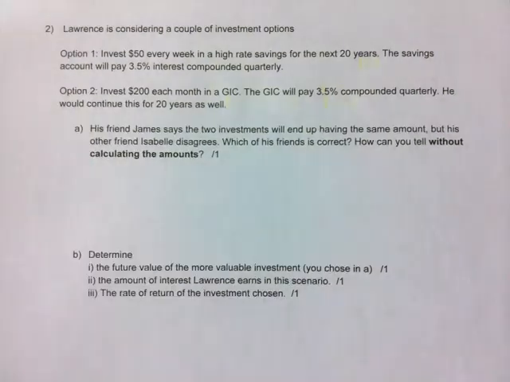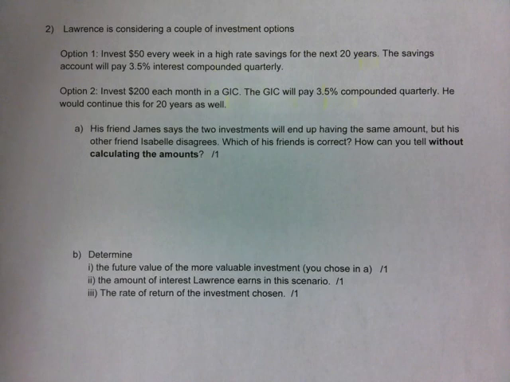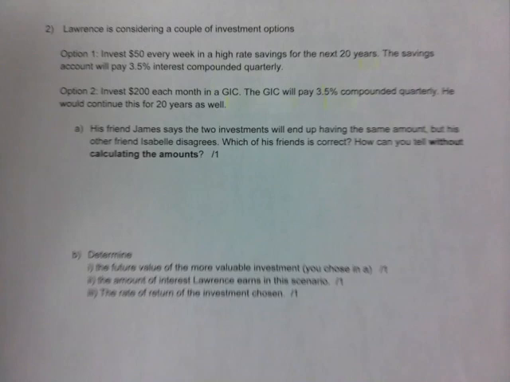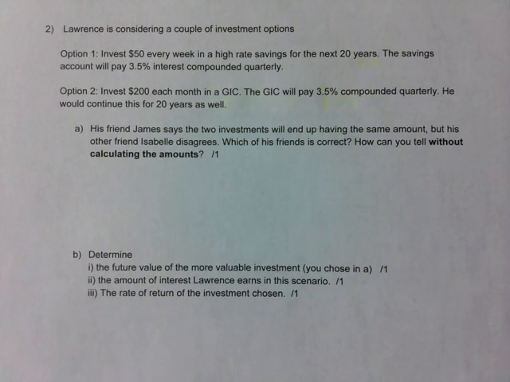Lawrence is considering a couple of investment options. We've got option 1 and option 2. Anybody catch right off the bat, without even starting, that there's a problem here? I don't know if you paid attention. At GIC, you cannot make monthly contributions. You just lock it in. You can come with $5,000 and say, okay, take my 5 and lock it in, but you cannot take out, and you cannot put in in the meantime.